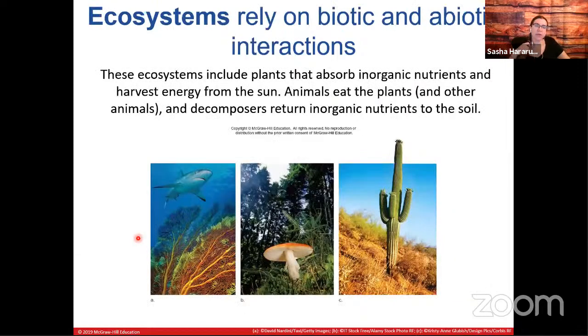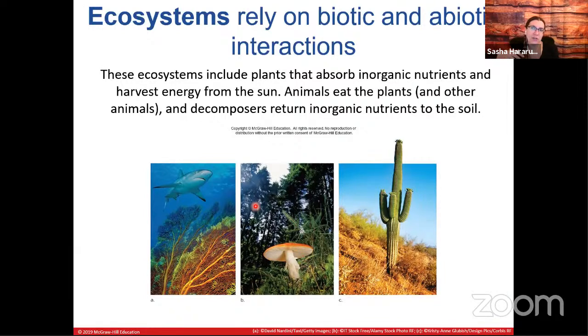All right. So ecosystems are a level of organization of life that is higher than communities, and ecosystems rely on biotic and abiotic interactions. The ecosystem pictured here, they're basically all three ecosystems. These ecosystems include plants that absorb inorganic nutrients and harvest energy from the sun. Animals eat the plants, and that's how animals and plants basically interact. And decomposers are a group of organisms that literally decompose dead organic matter, like fungi are decomposers.